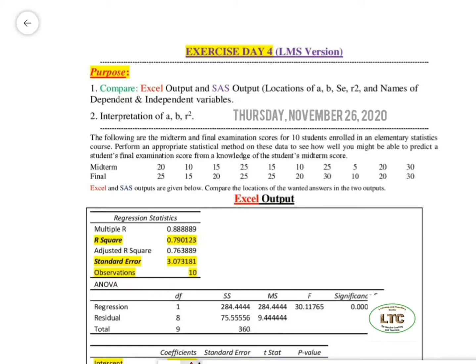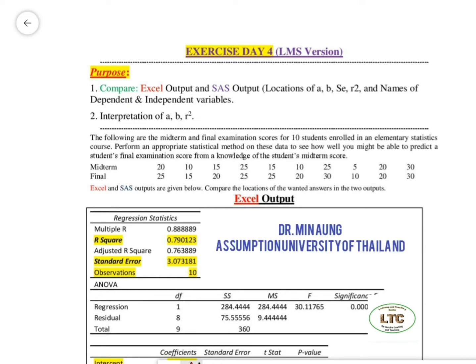The purposes are to compare Excel output and SAS output and to know the locations of A, B, S sub E, R square. No, not R2, R square, and names of dependent and independent variables, and interpretation of A, B, and R square.